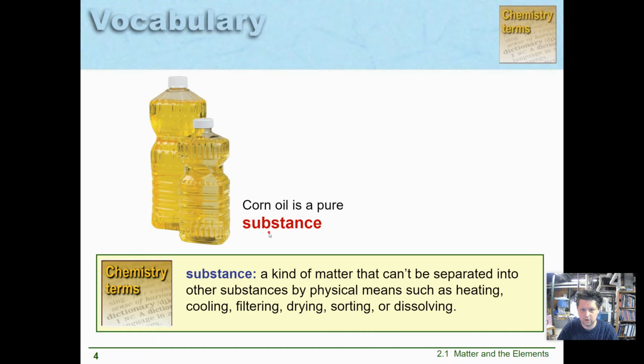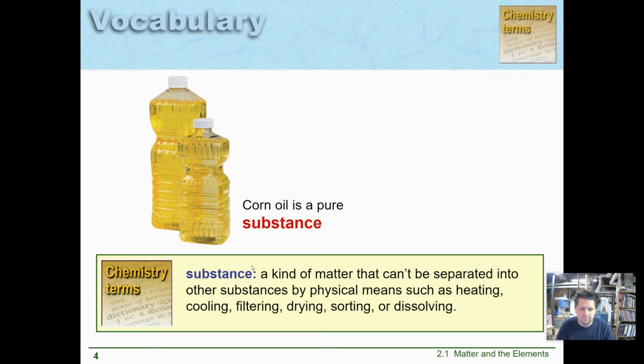So there's a number of terms we have to learn. And the first one is going to be substance. I already said that actually on the last slide, on the first slide: how many substances can you identify? A substance is a very specific term. It's a kind of matter that can't be separated into other substances by physical means. Things like heating it up or cooling it off or filtering it or drying it or sorting it or dissolving it. No matter what I do to that corn oil, it's always going to be corn oil.